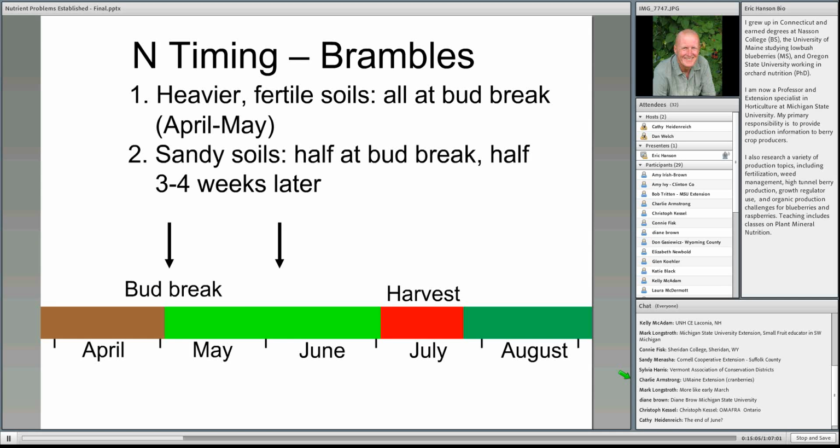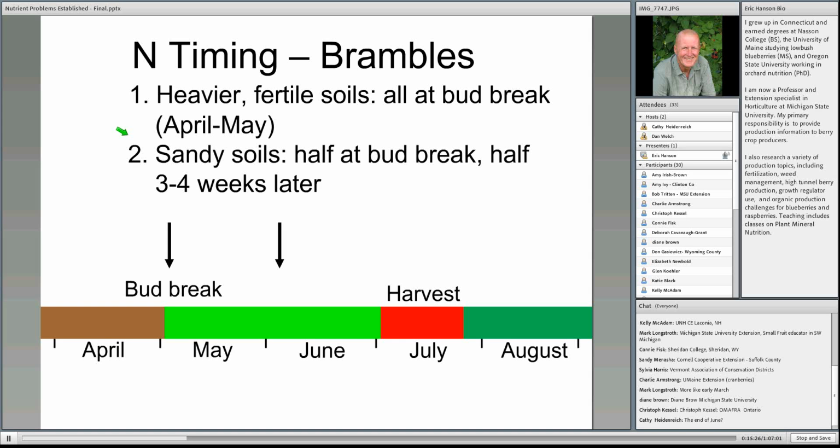A little bit about timing on brambles. Here, what I would suggest is if you're growing on heavier fertile soils, probably do just as well applying all your fertilizer at about bud break time in April or May.